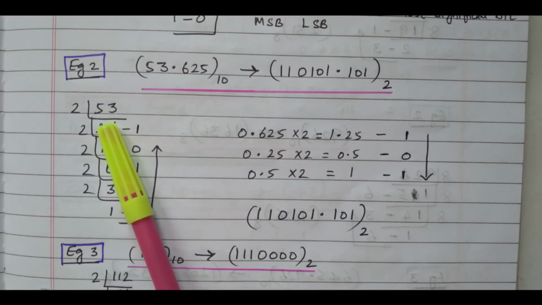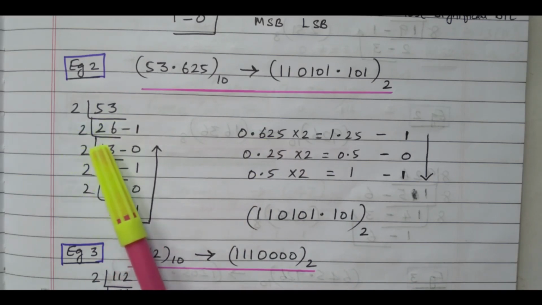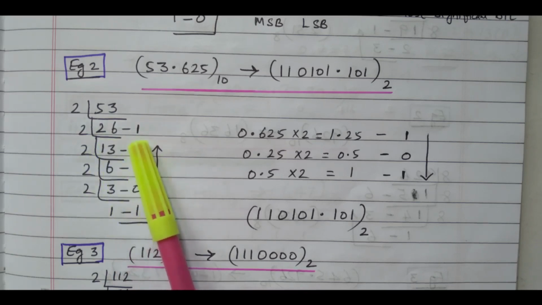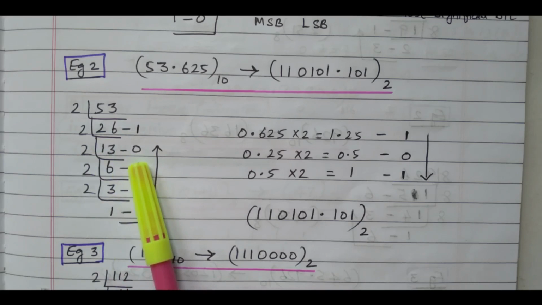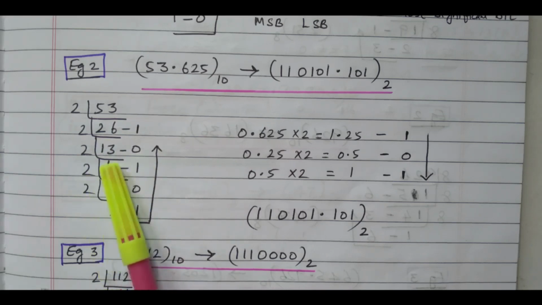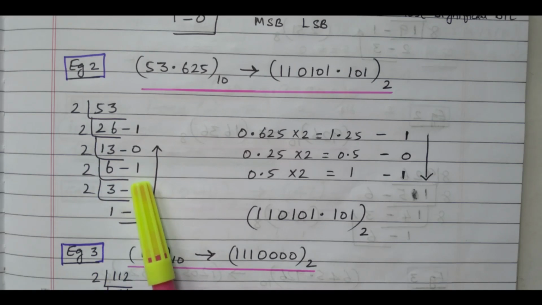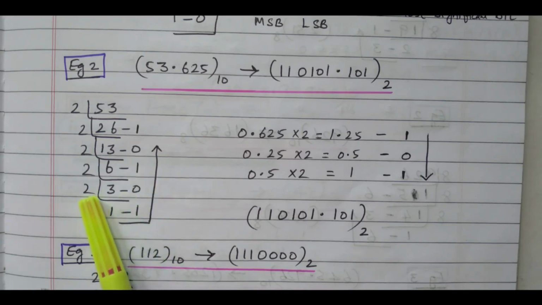The 53 is divided by 2. It goes 26 times. 26 into 2 is 52, the balance is 1. Then 26 is divided by 2, it goes 13 times, there is no balance, the balance is 0. Again 13 is divided by 2, it goes 6 times, but the balance is 1. Again it is divided by 2, it goes 3 times, balance is 0. Again divided by 2, it goes 1 time, the balance is 1.